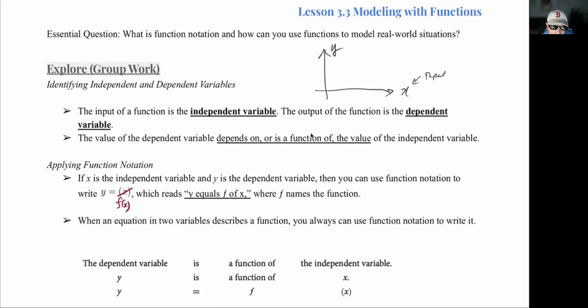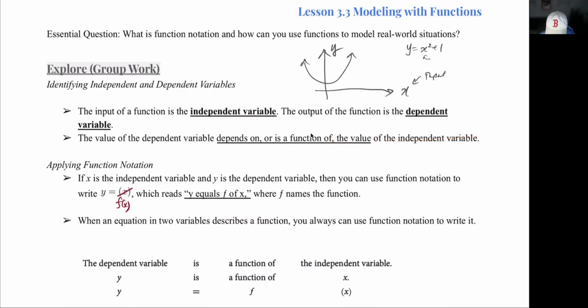That's a nice way to do this. And if you consider y equals, let's say, x squared plus 1, right? The graph kind of looks like this. Well, the y value depends on what you put in as x, right? So that's why x is the independent variable, or the input, and y, which depends on the input, is the dependent variable, right? So the value of the dependent variable depends on, or is a function of. So the words function of basically mean it depends on the value of the independent variable.